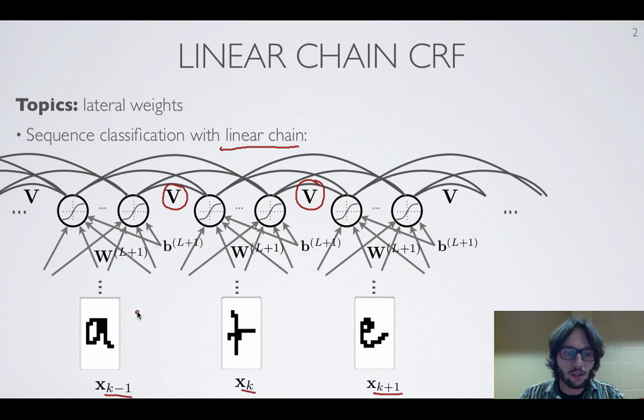Another way of doing this could have been to have the inputs, say, on the left of the center position here, K, also influence directly the computation of the pre-activations at position K. And similarly, we could have had the input at the position on the right at K plus 1 also be used directly in computing the pre-activations at the output layer for position K. So we'll see two different ways of doing this in the conditional random field.